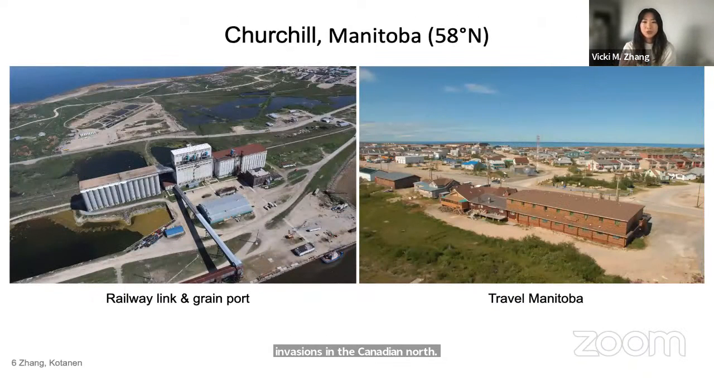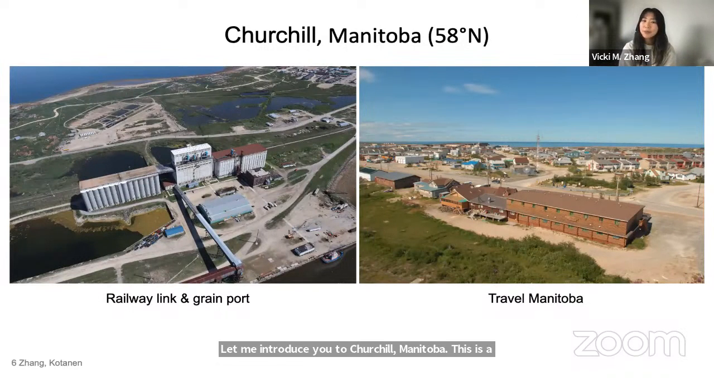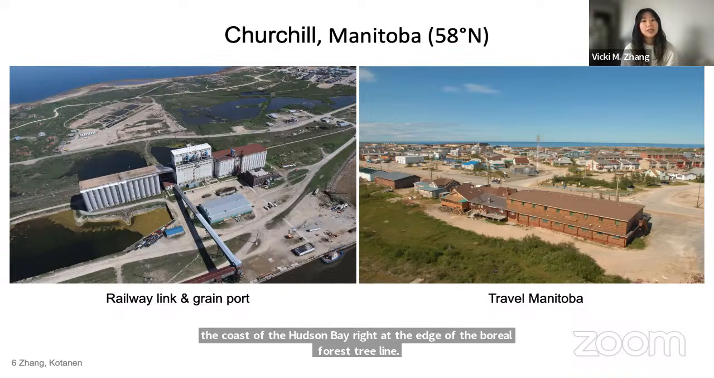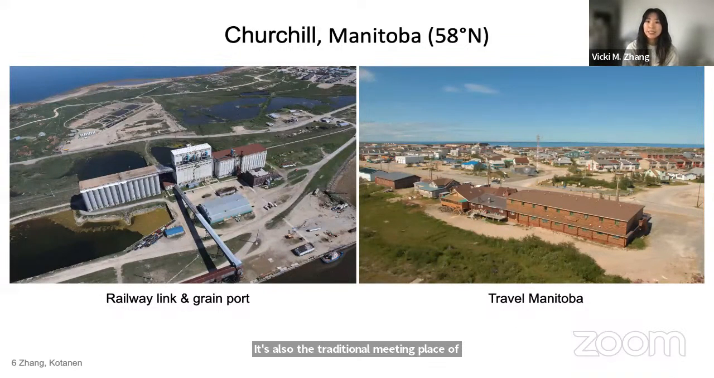Let me introduce you to Churchill, Manitoba. This is a very small town of about 900 inhabitants, and it lies on the coast of the Hudson Bay, right at the edge of the boreal forest tree line. It's also the traditional meeting place of the Inuit, the Dene, the Swampy Cree, and the Métis nations, and is also popularly known as the polar bear capital of the world.